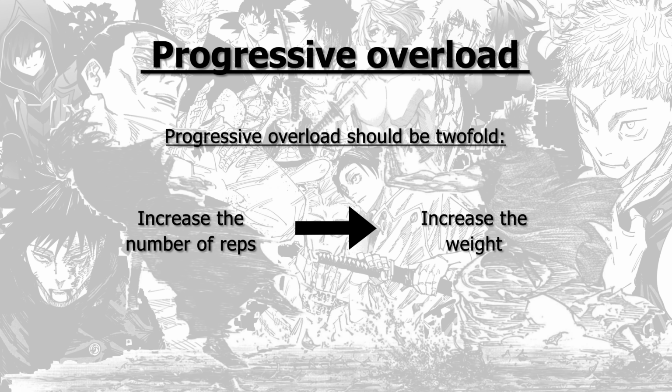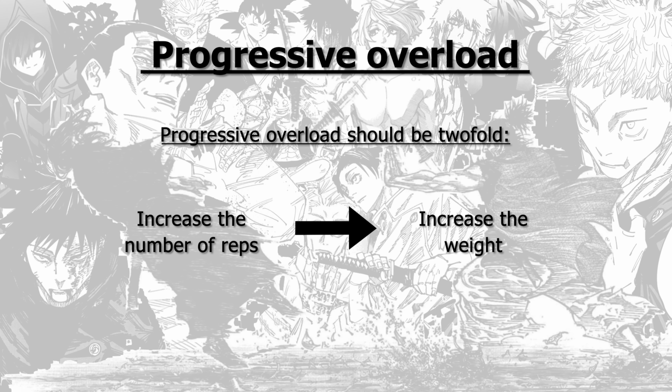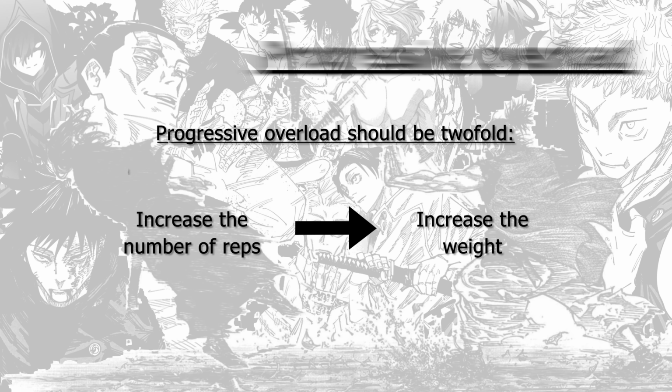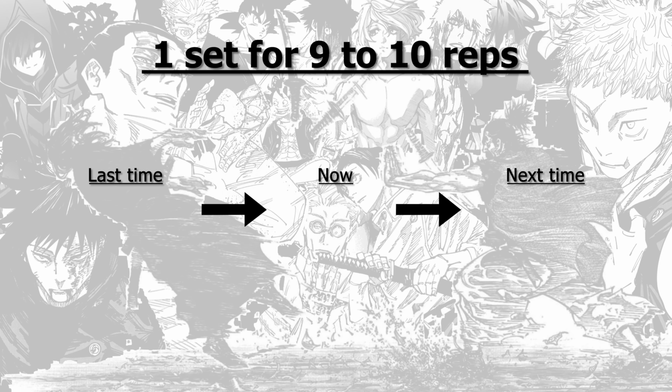For me, progressive overload should be twofold. First you increase reps, then weights. No need to change the sets. This should not be something you change every week. Let's say you have one set of pull-ups for 9 to 10 reps. Last time you did 10 reps with 25 pounds. So now you will use the same 25 pounds because you didn't exceed the 10 reps.